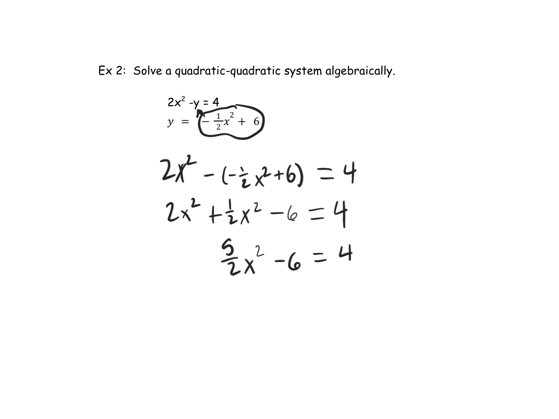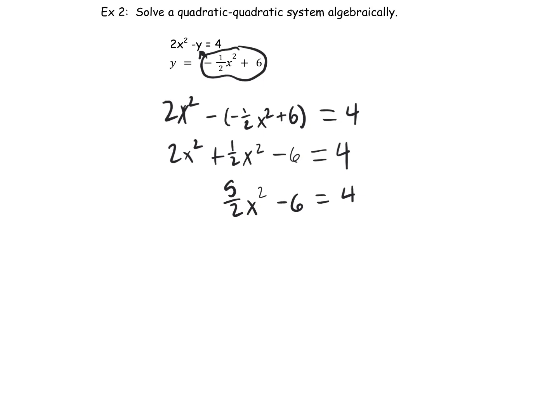So before I try to factor or do anything else, if you'll notice, I don't have a b term. And when I don't have a b term, the easiest way to solve this is just to use the square root property. So all I need to do is add 6 to both sides. That gives me 5/2 x squared equals 10. And then I want to get rid of the 5/2, so I'm going to multiply both sides by 2/5. So that cancels everything out on the left side. The right side, that becomes 2 times 2, so that is 4.